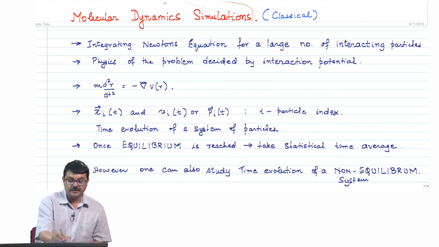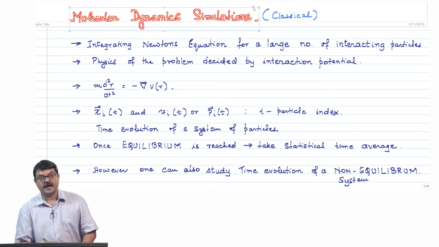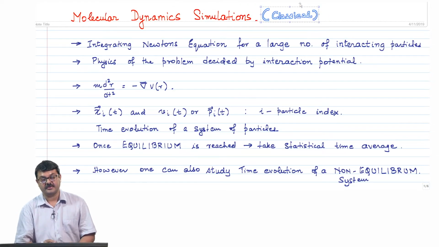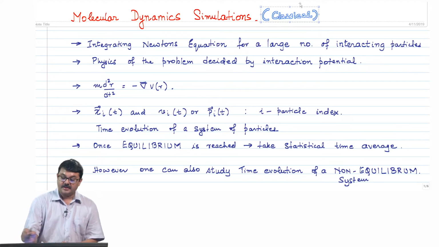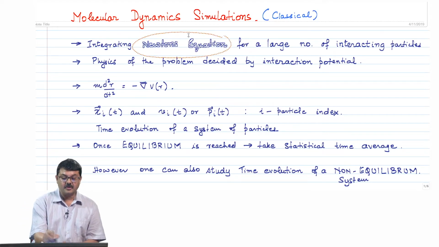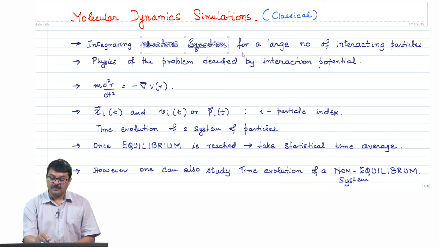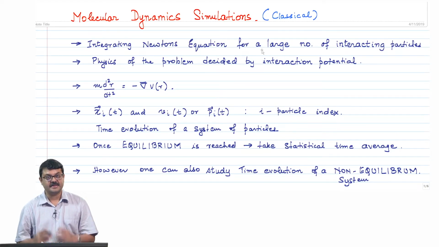So, welcome to the last module of this course, where we will be discussing molecular dynamics simulations, and in this part we will be talking about classical molecular dynamics. There can also be quantum molecular dynamics. So, in classical molecular dynamics simulations, we are doing nothing more than integrating Newton's equations of motion for a large number of interacting particles. So, basically there are particles, they are moving around in space and you are following the position coordinates and the velocity coordinates of the particles.